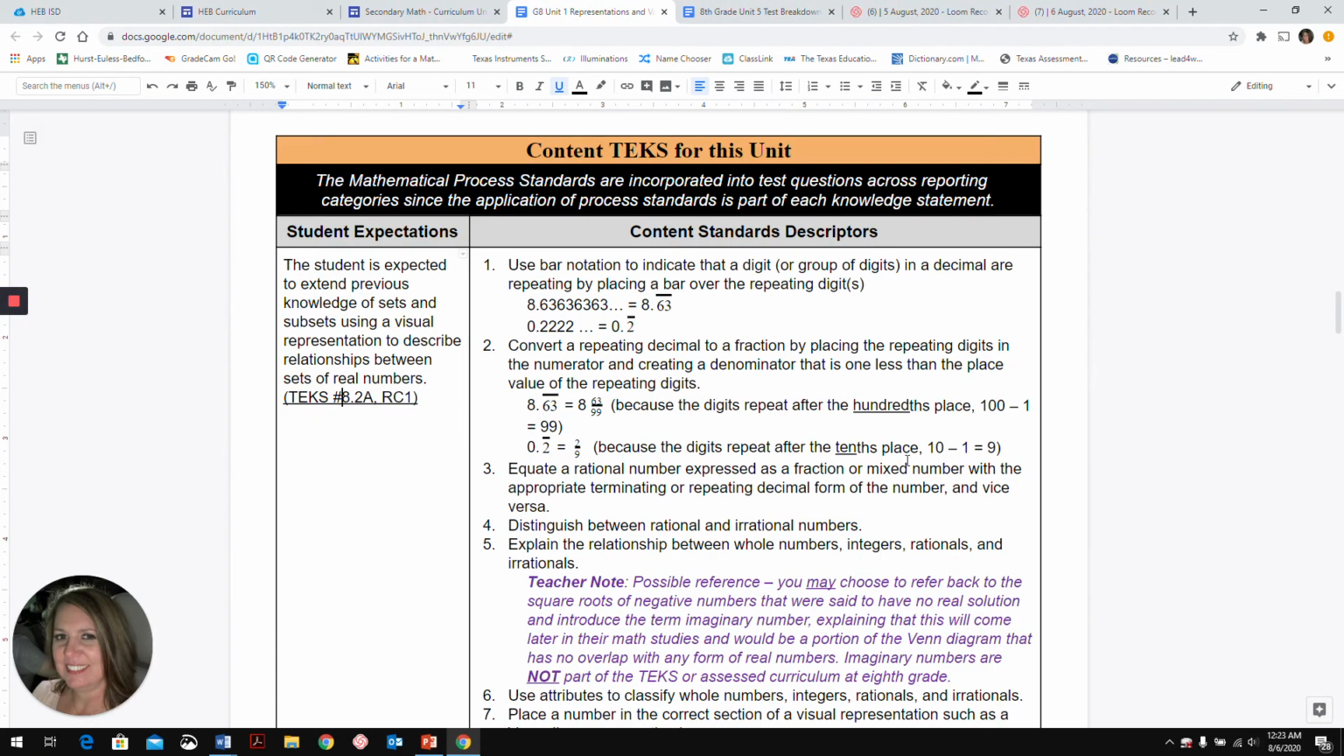Now, returning to the curriculum, in the right column, we see the content standards descriptors. And these are just more specific parts of the TEKS. A lot of the TEKS are very general. So these descriptors on the right side are more of a listing of exactly what a student should be able to do when they have fully mastered this TEKS over here.